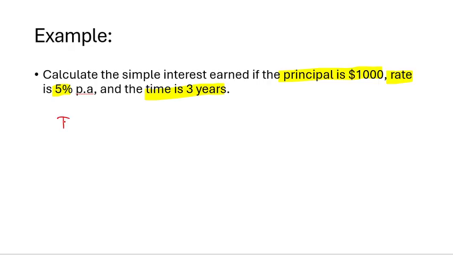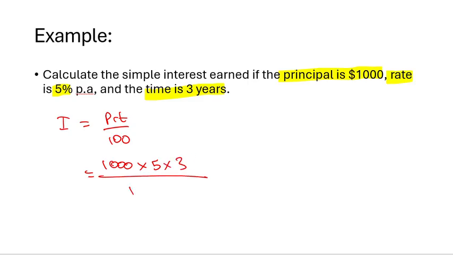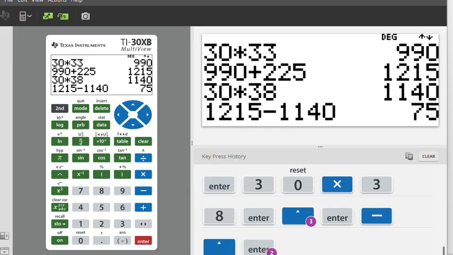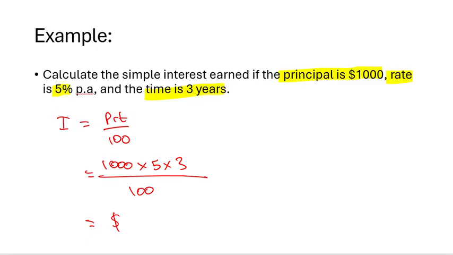Okay. Let's just use our formula. I equals PRT over 100. So principal is 1,000 times the rate, which is 5, times the time, which is 3. Divide this by 100. This now becomes 10 times 5 times 3, which is $150. So over 3 years, the interest earned is $150. Okay, that's all it is.